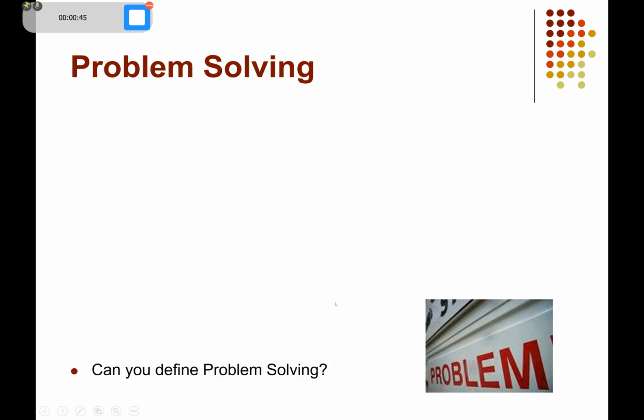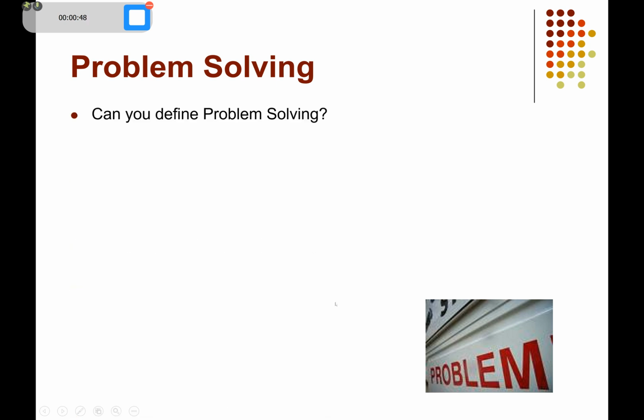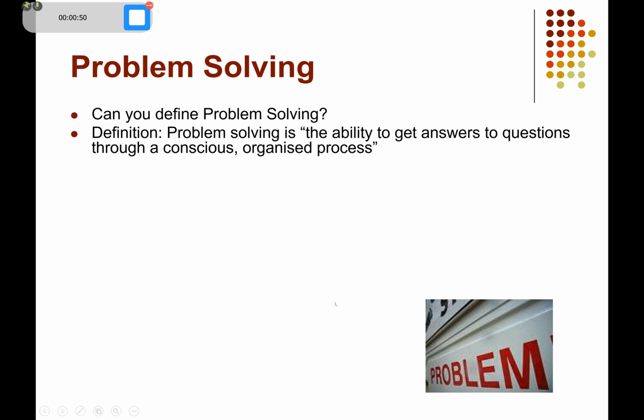So first off, what is problem solving? It is the ability to get answers to questions through a conscious, organised process. So it usually involves critical thinking, making sure you understand what the causes of the problem are properly, so you can then go around to resolve them.